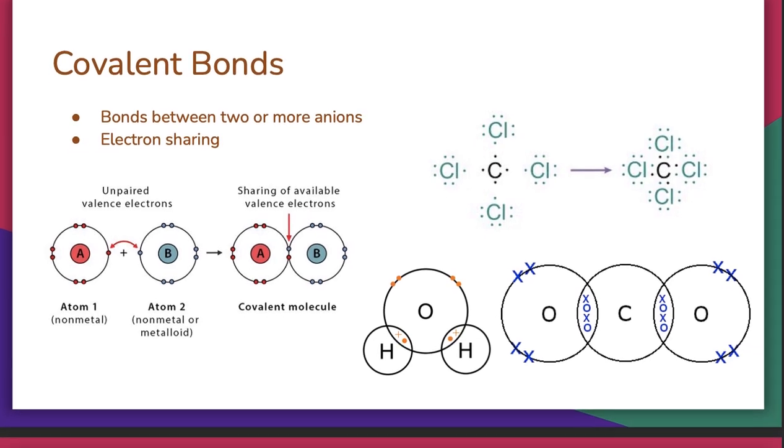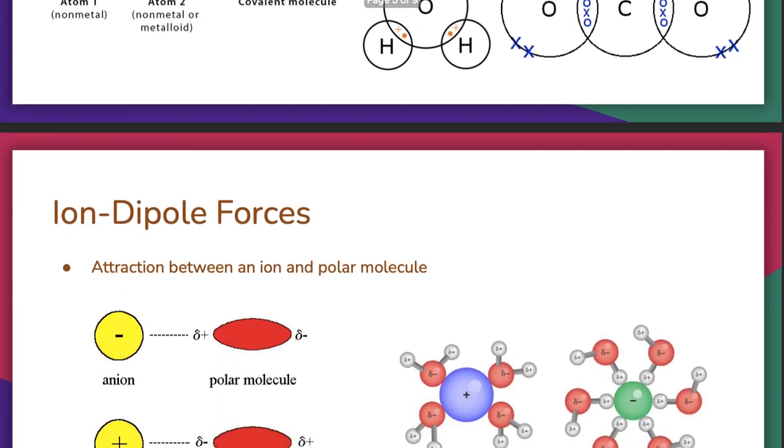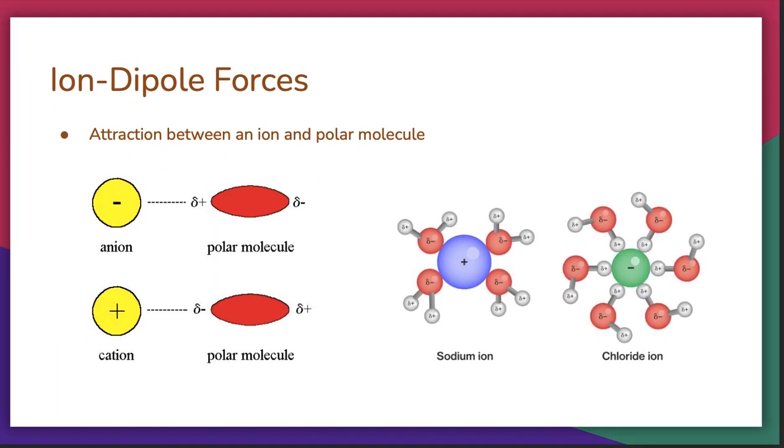intramolecular forces. And for intermolecular forces, we're going to move on to ion-dipole forces, which is the attraction between an ion and a polar molecule. There could be 2 scenarios for this. There could be an anion, a negatively charged atom or polyatomic molecule that is attracted to a polar molecule, or a cation, which is positively charged, attracted to a polar molecule.